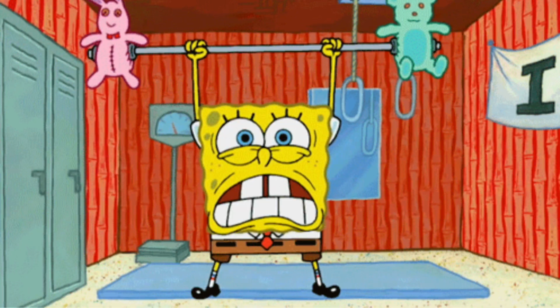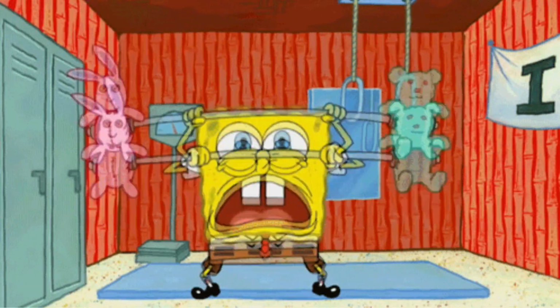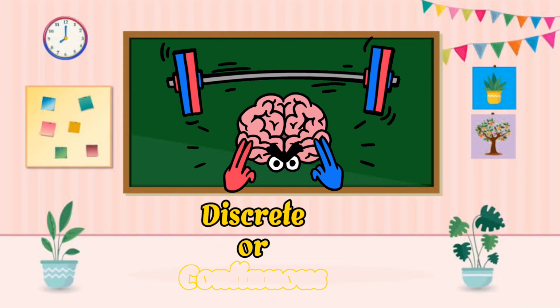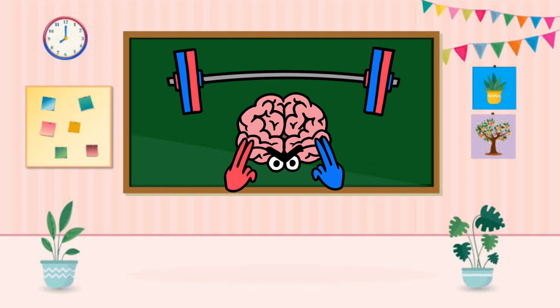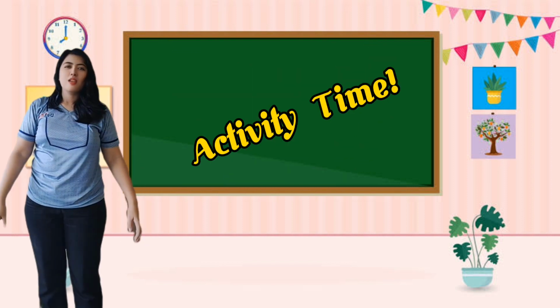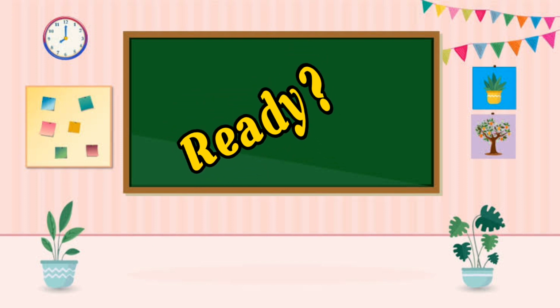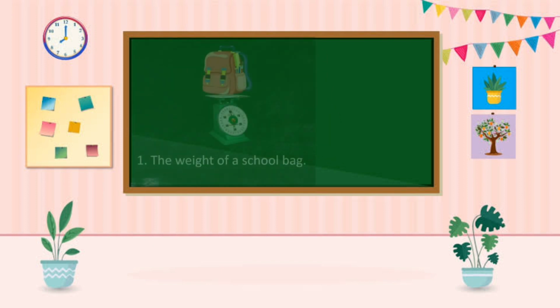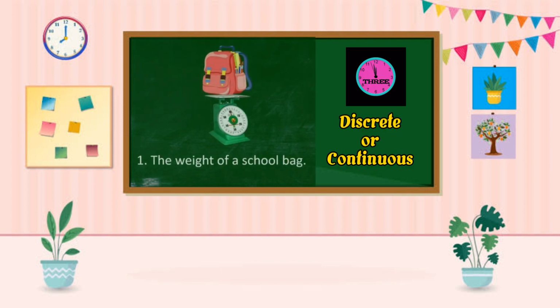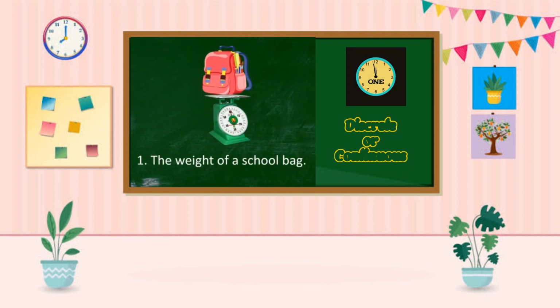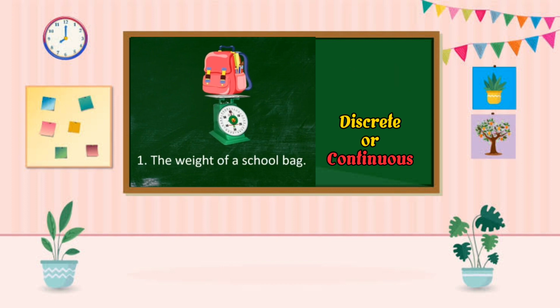This time, let's see if you'll be able to identify whether a random variable is discrete or continuous. I'll give you 5 seconds to come up with an answer. So are we good? Activity time! Let's have our first item. Ready? The weight of a school bag. Is it discrete or continuous? If your answer is continuous, then your answer is correct. Weight is a measurable amount.